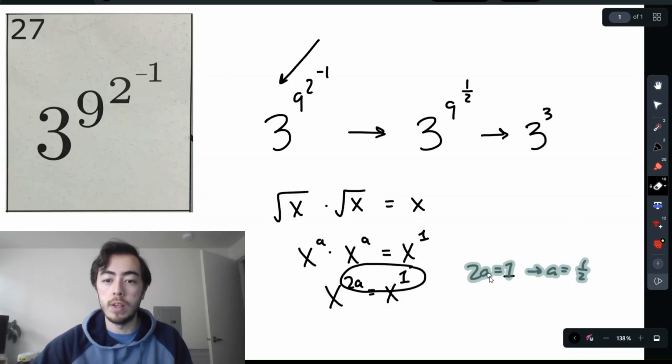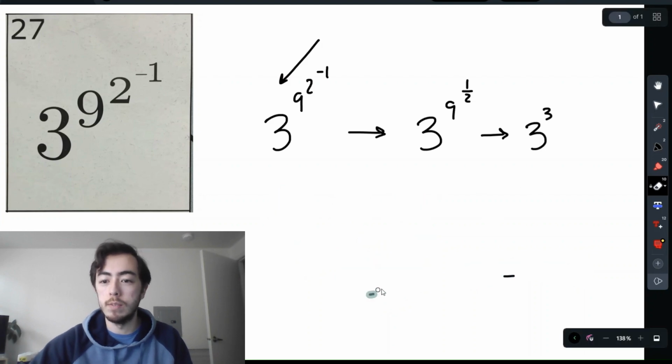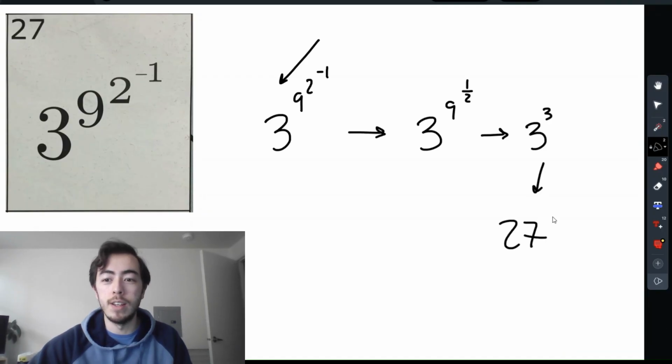So at this point, we're basically done. We just need to do 3 cubed, and 3 times 3 times 3 is 27. So that's about it for today. The answer is 27, and that matches today's date.